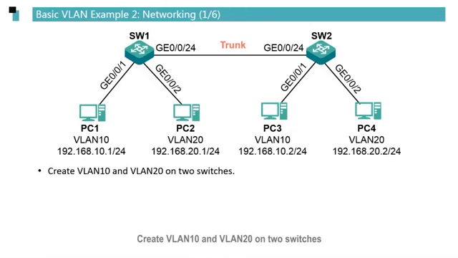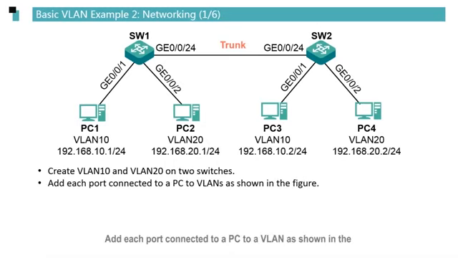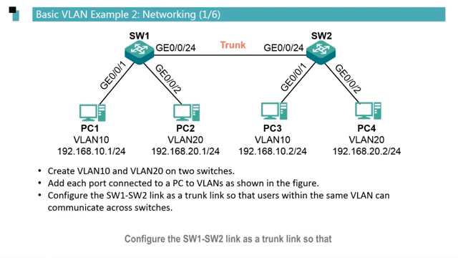Create VLAN 10 and VLAN 20 on two switches. Add each port connected to a PC to a VLAN as shown in the figure. Configure the SW1-SW2 link as a trunk link so that users within the same VLAN can communicate across switches.